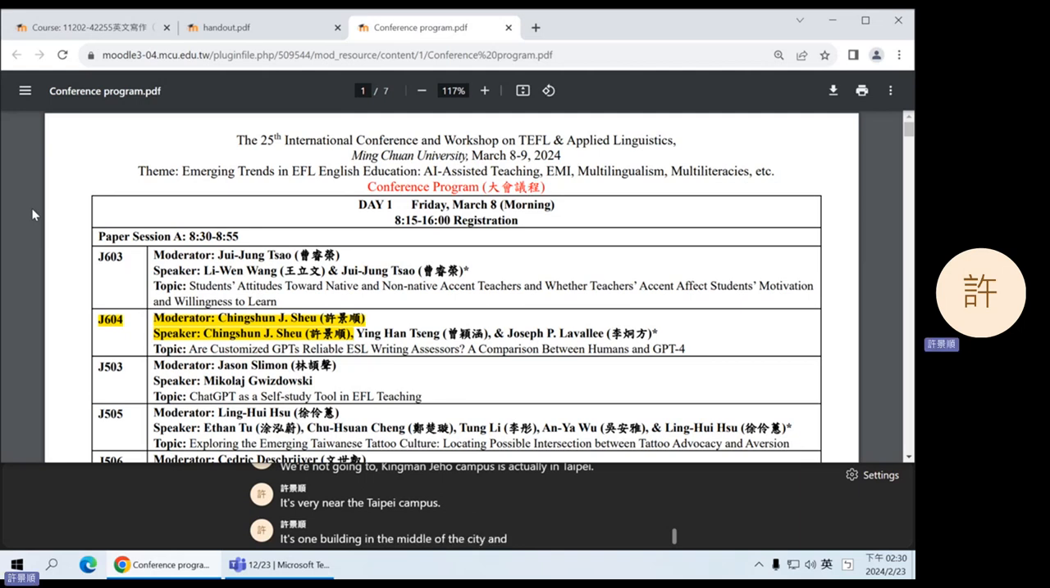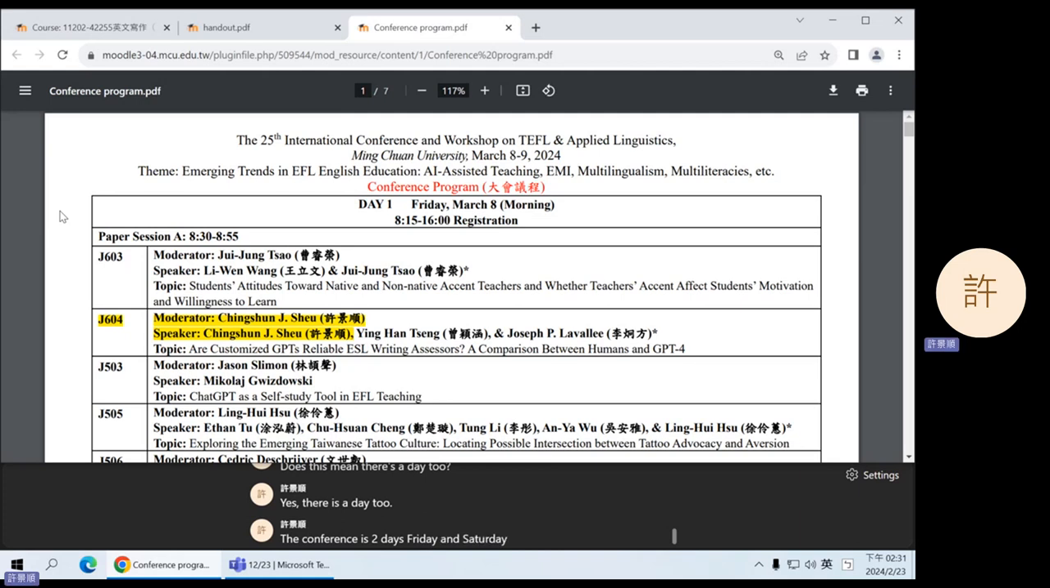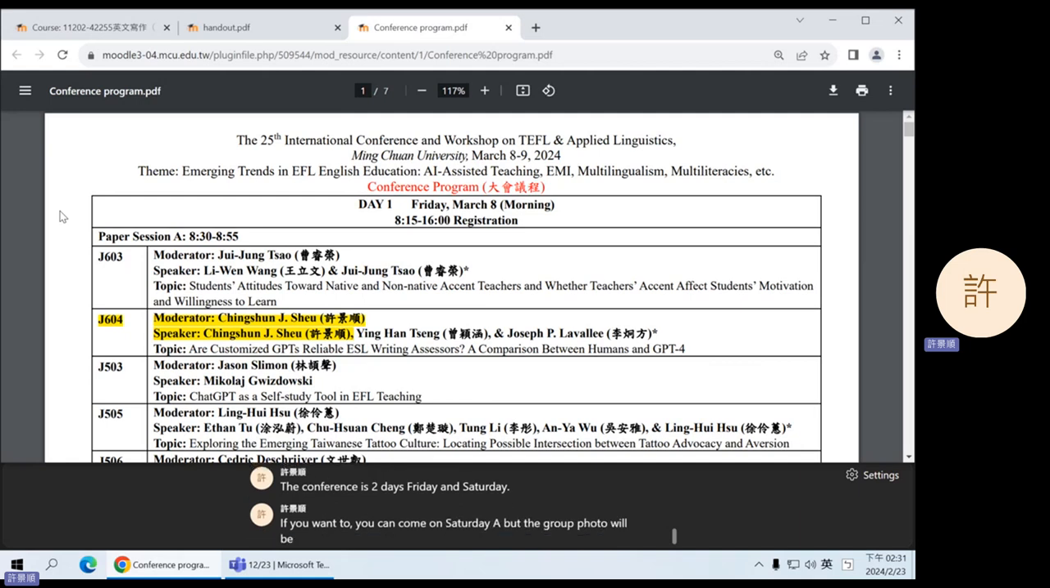And the whole conference will take place in that building. It says day one. Does this mean there's a day two? Yes, there is a day two. The conference is 2 days, Friday and Saturday. If you want to, you can come on Saturday, but the group photo will be on Friday.